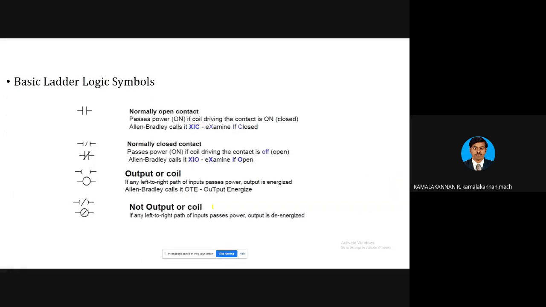Next one is basic ladder logic symbols. These are the symbols which we will use while drawing. First one is the normally open contact. It might look like a switch. So when we draw this, it is normally open. Next one is the normally closed contact. When the switch closes, it will be drawn in such a way. You have to note down, boys, that normally open contact and normally closed contact are usually drawn in the ladder logic.